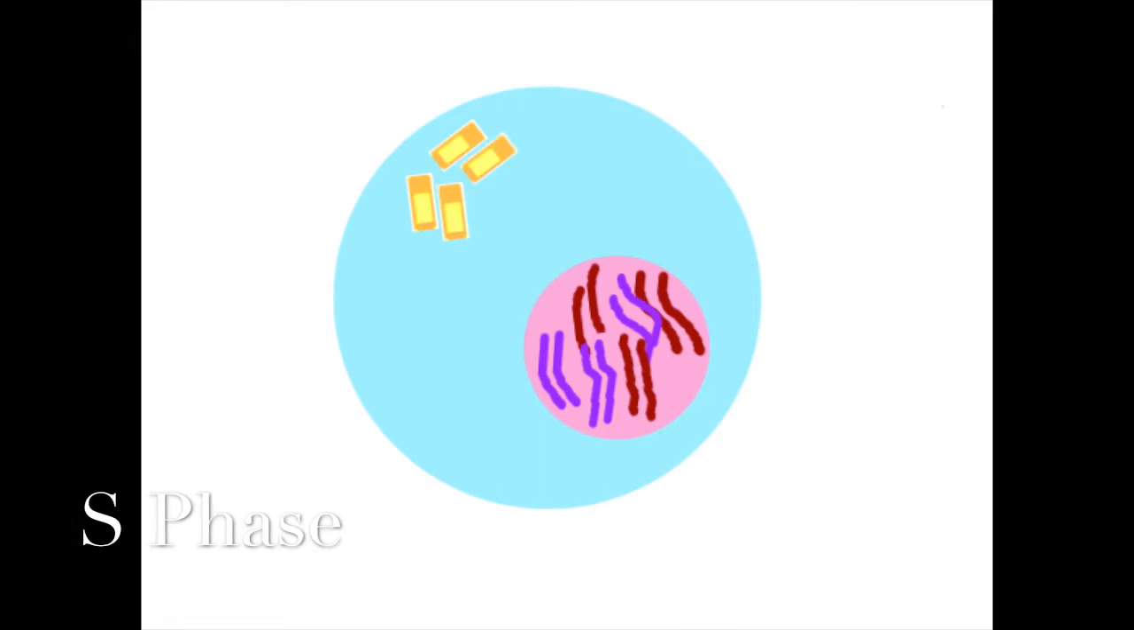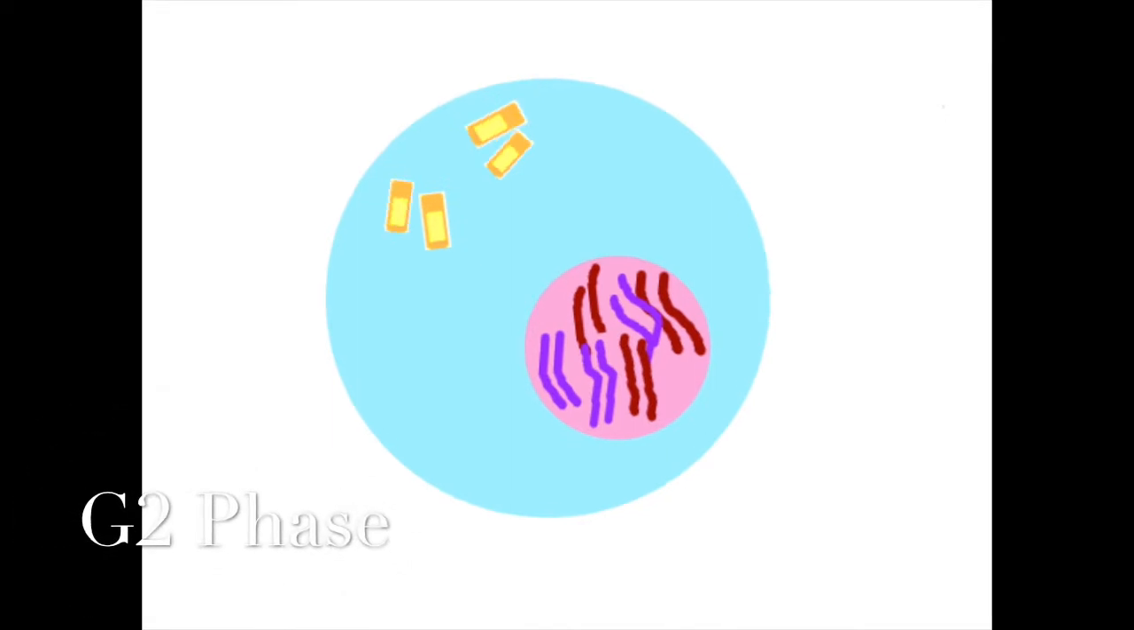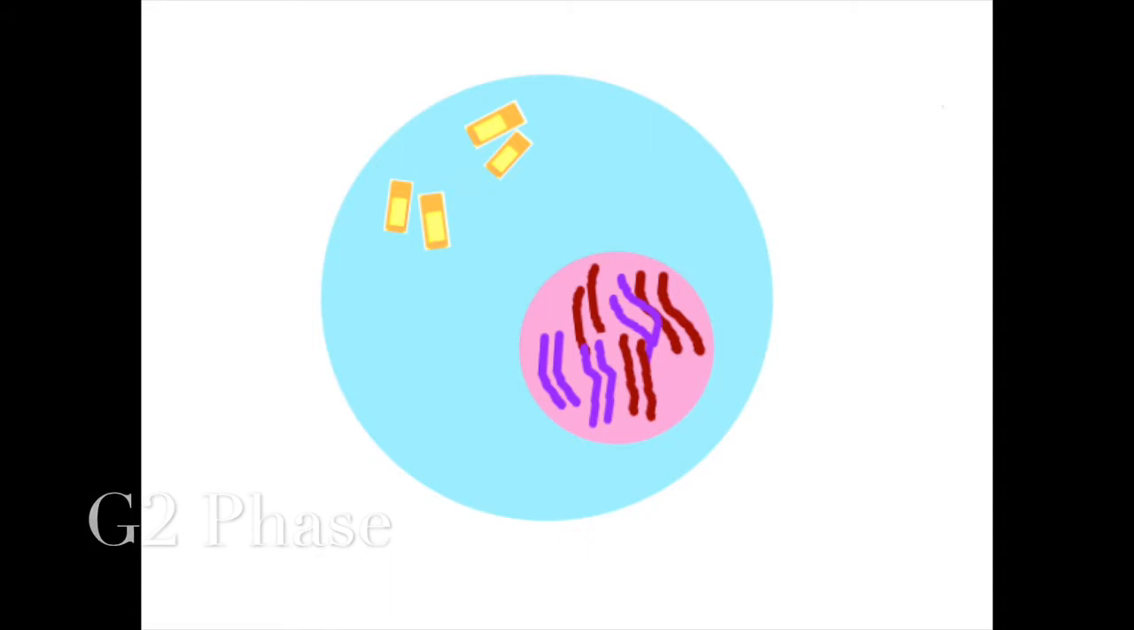Once the DNA is replicated and the cell contains twice as many chromosomes, it then moves on to the G2 phase. The G2 phase is the shortest phase of interphase, and during this phase, the organelles and molecules necessary for cell division are produced. If the DNA is replicated, the cell is big enough, and the environment is suitable, the cell moves on to the next main stage, cell division.